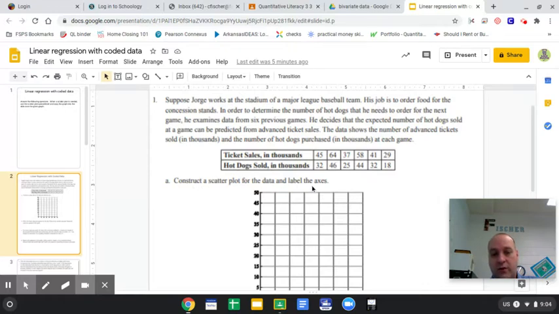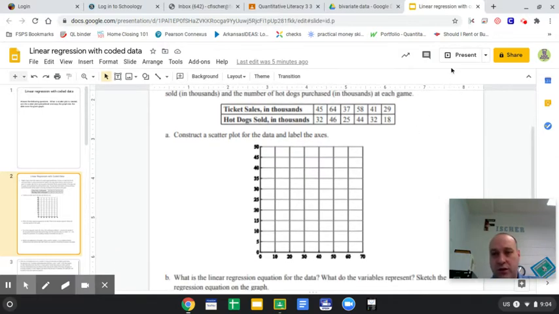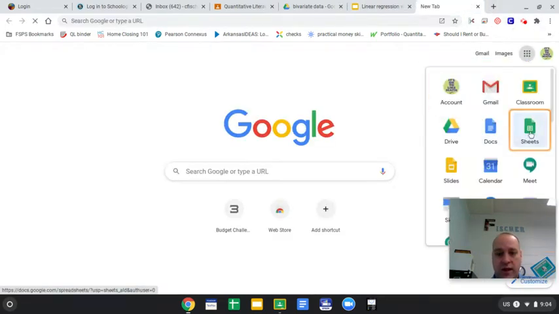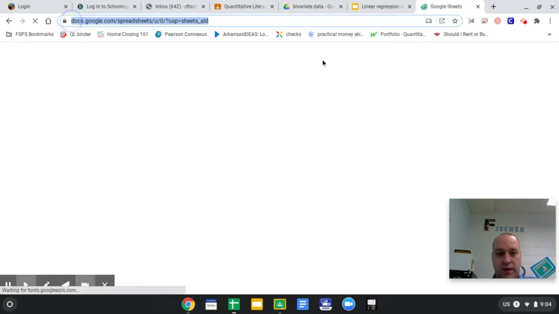Construct a scatter plot for the data and label the axes. Well, I know it's got a picture of a scatter plot here. It would be so much easier if you just opened a new tab and made another blank spreadsheet, just like we did on the last lesson.